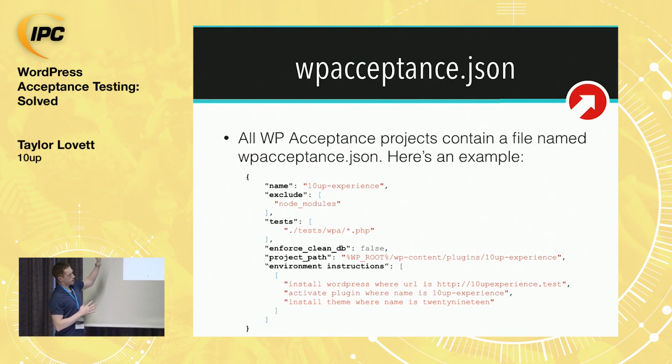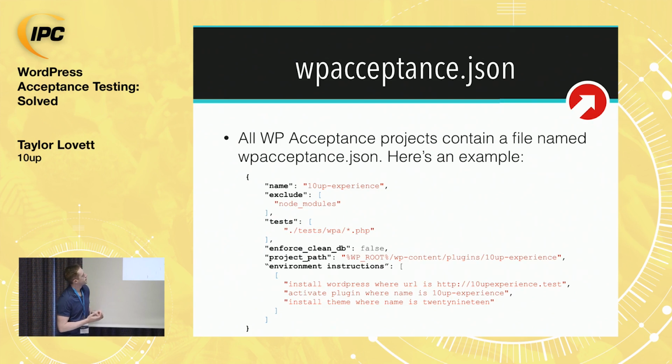There's this exclude property. When you're running WP Acceptance, it's basically taking your entire code base and putting it into a Docker container. You don't want it to bring your node modules. You might not want it to bring your vendor directories. That's just going to make everything slow. So you can exclude certain files and directories that you don't want to come with it.